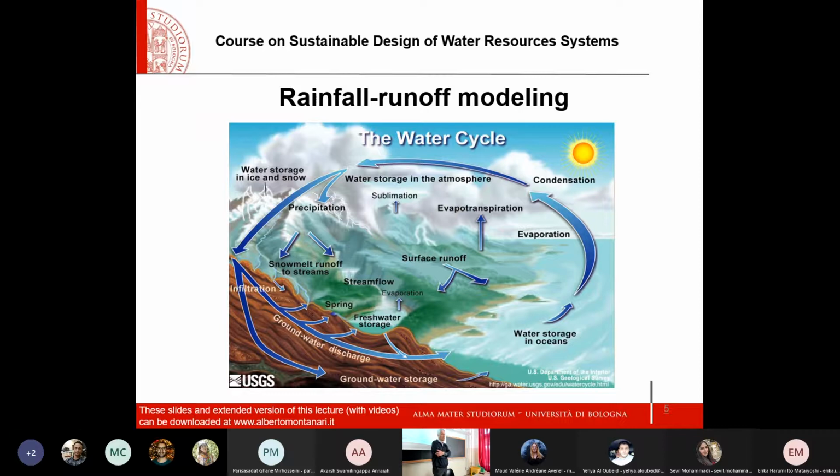So this is the water cycle. We know there is everything here: there is groundwater, there is surface water. Rainfall runoff modeling tries to reproduce part of it. How to reproduce part of it? With a numerical model. You could reproduce part of it also with a physical model, a small-scale model in the lab. Some people do that, not for hydrology, but for hydraulics they do that.